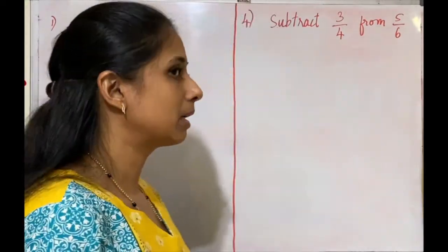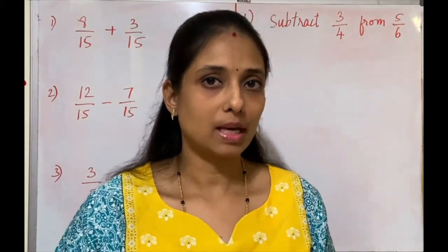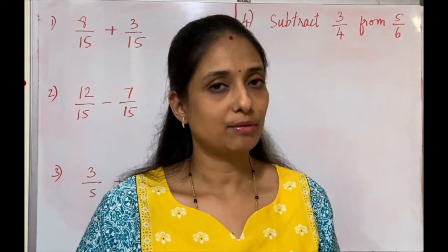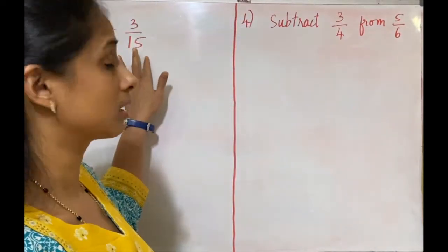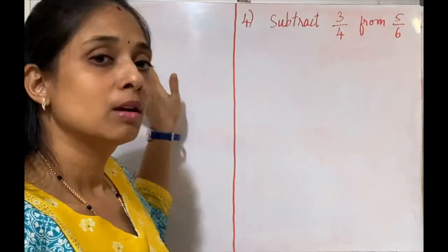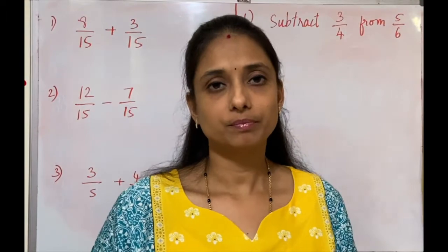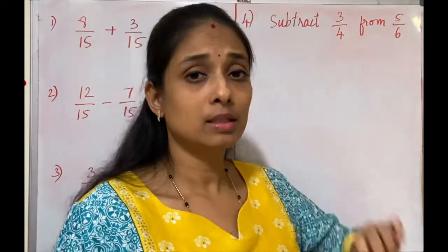So in my last video I taught you what are like and unlike fractions, right? So what are like fractions? Like fractions are fractions which have the same denominator. Like these fractions, these two are like fractions because they have the same denominator. Fractions which do not have the same denominator are called unlike fractions, like these two, right?